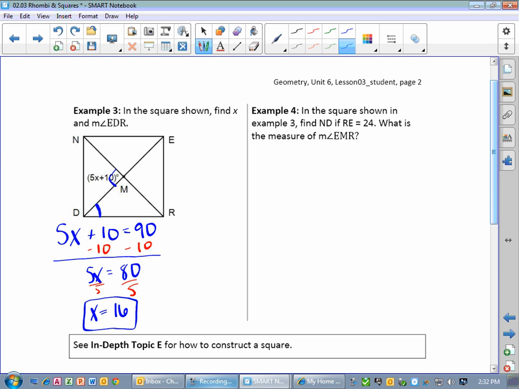Now what are the four angles, the corners of a square? What's each one's measure? 90 degrees. What do the diagonals do to these corner angles in rhombi? They bisect it. So what's the measure of angle EDR? Look at EDR, which is this angle right here. How much of the 90 is it? 45. Okay. Very good.